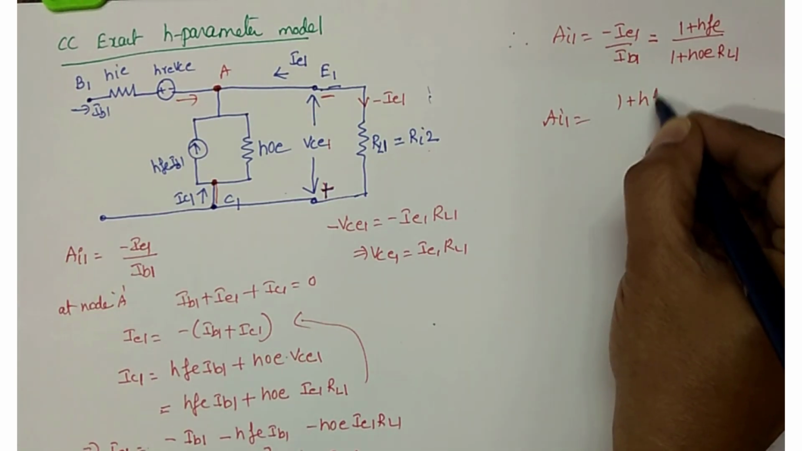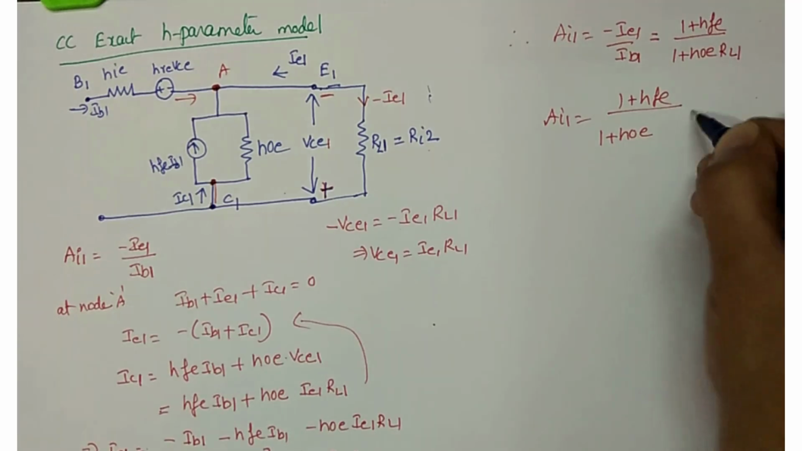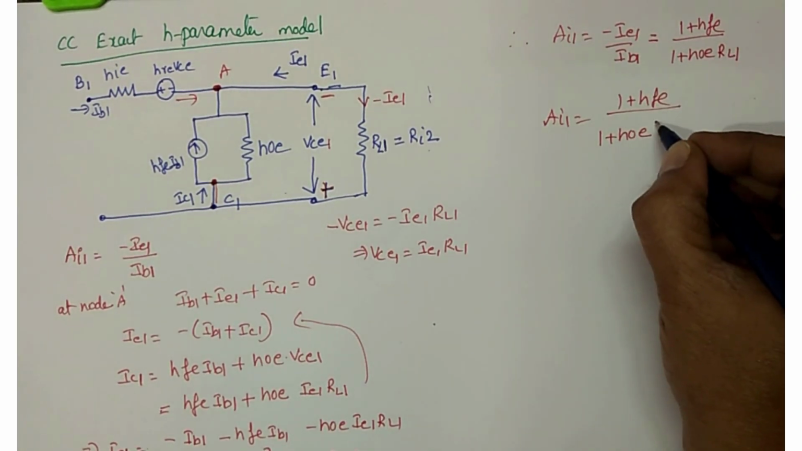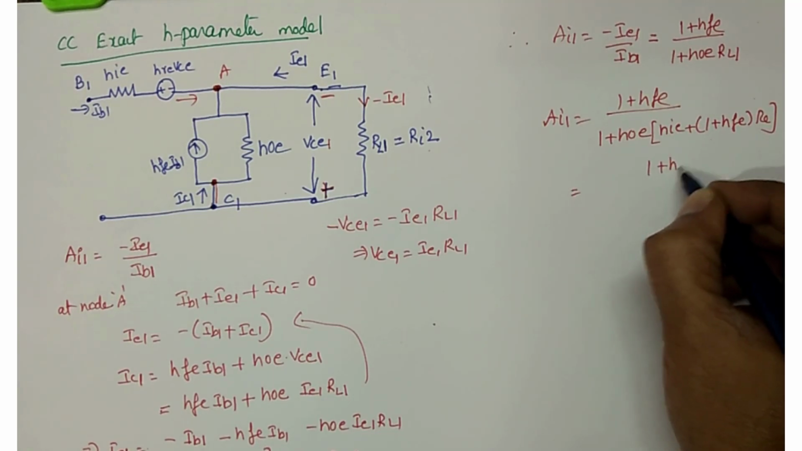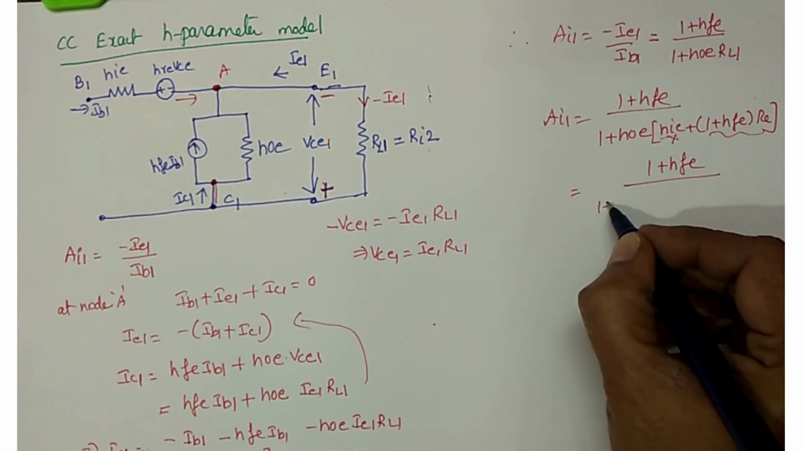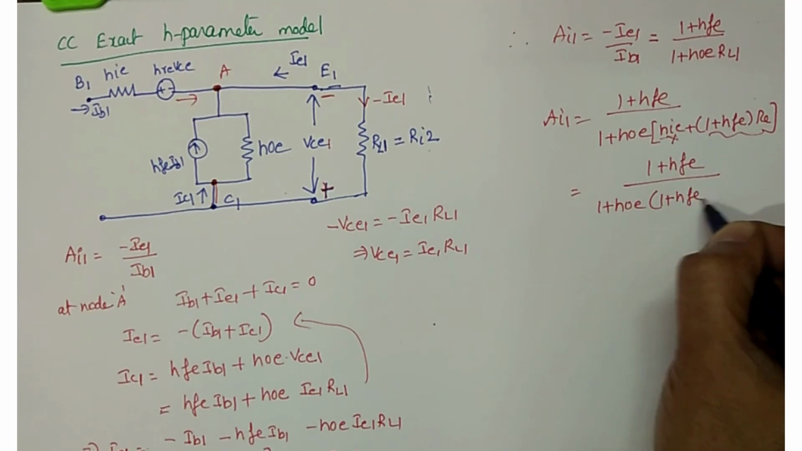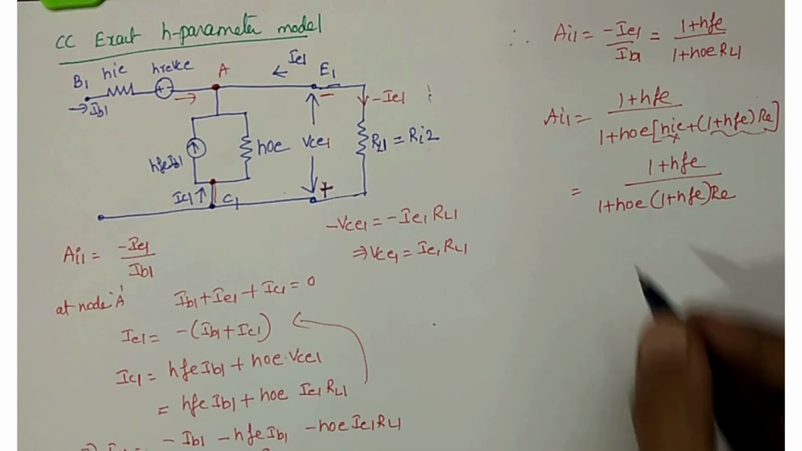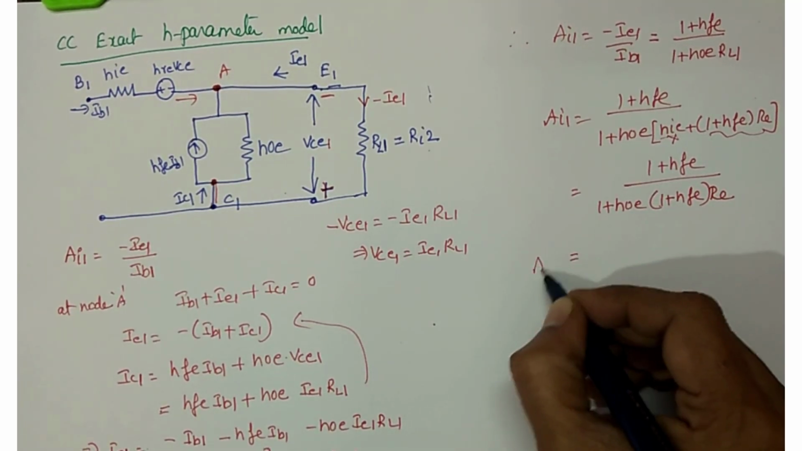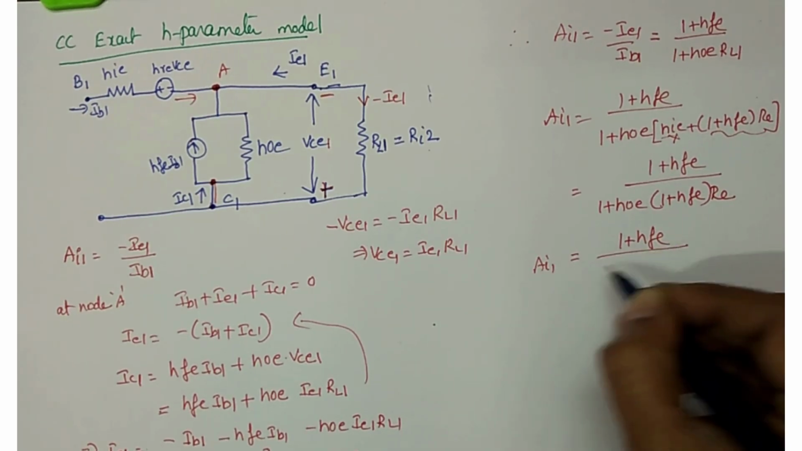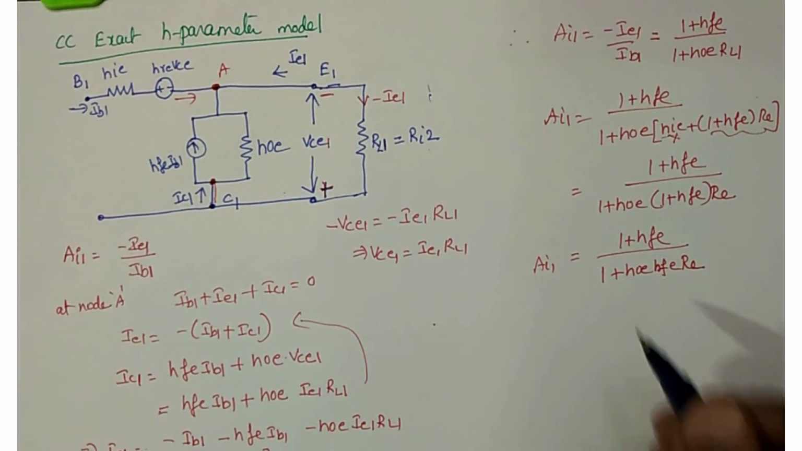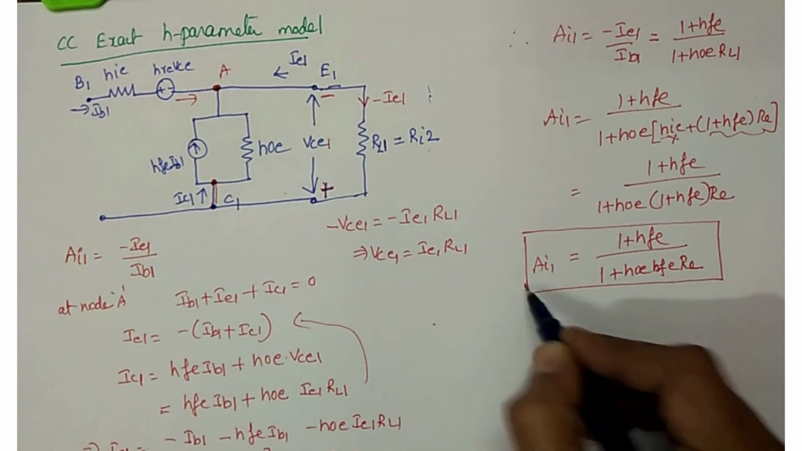That is 1 plus HFE by 1 plus HOE into what is RL1? RL1 is RI2. RI2 is HIE plus 1 plus HFE into RE. We can write it as, compared to this term, this is less, so neglect this. So totally it is 1 plus HFE by 1 plus HOE into RE. Even here also, you can compare 1 and HFE, so 1 is less. So totally your AI1 becomes 1 plus HFE by 1 plus HOE into HFE into RE. So totally this is your AI1.